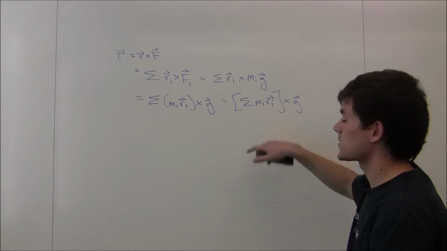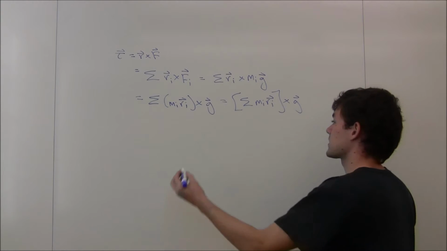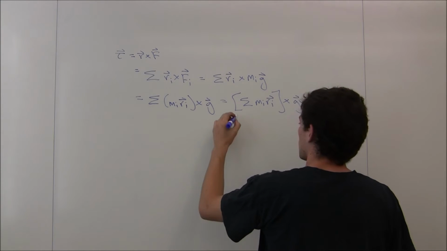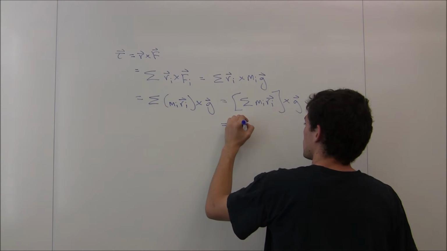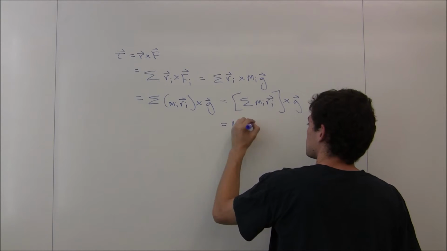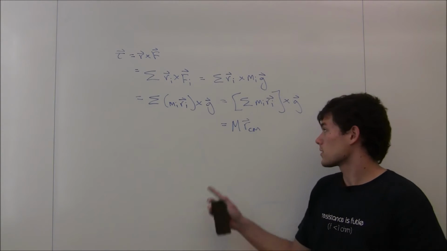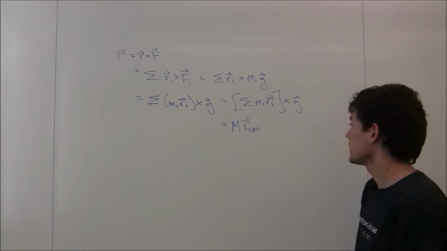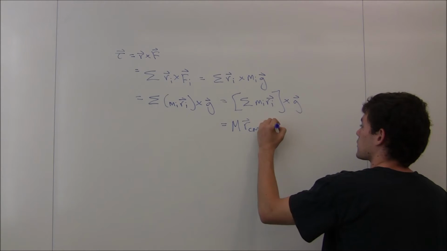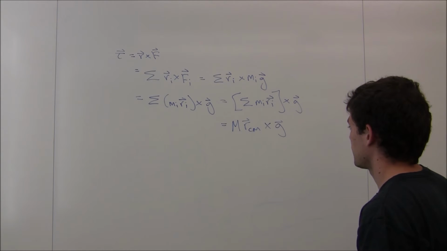Now this sum right here should look very familiar to you. That's actually the center of mass sum. So this gives us m, the total mass, times the center of mass. So that's going to be RCM. Because remember, the vector RCM is going to be equal to that sum divided by the total mass of an object. And then this is going to be crossed with the gravitational vector right there.